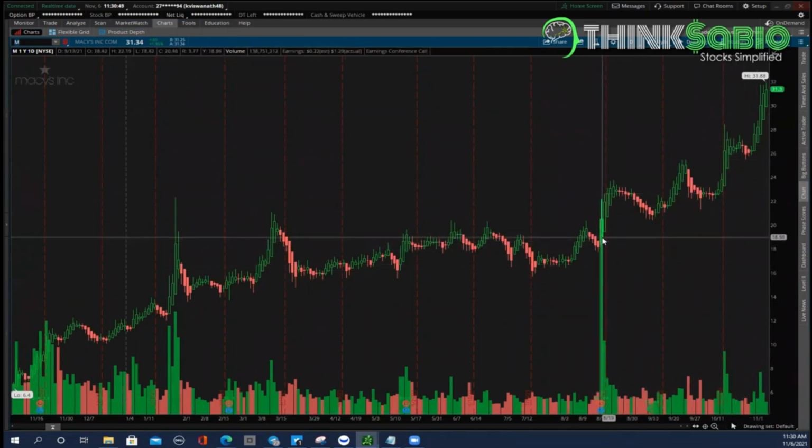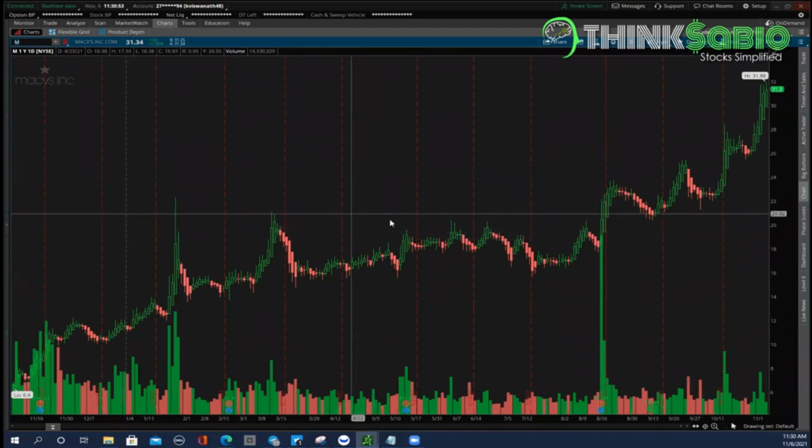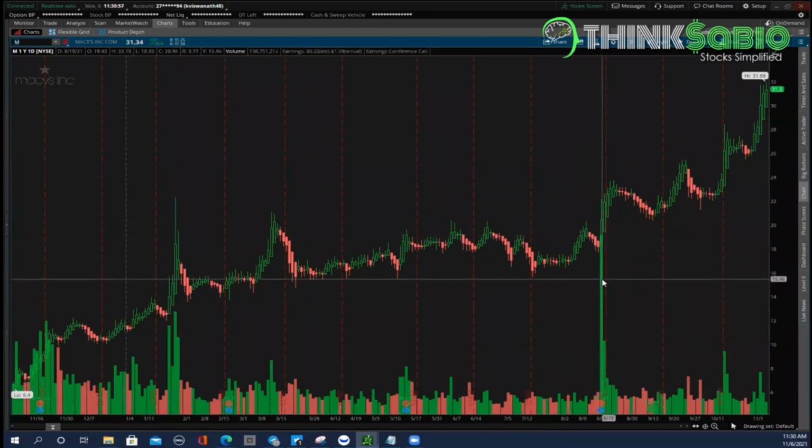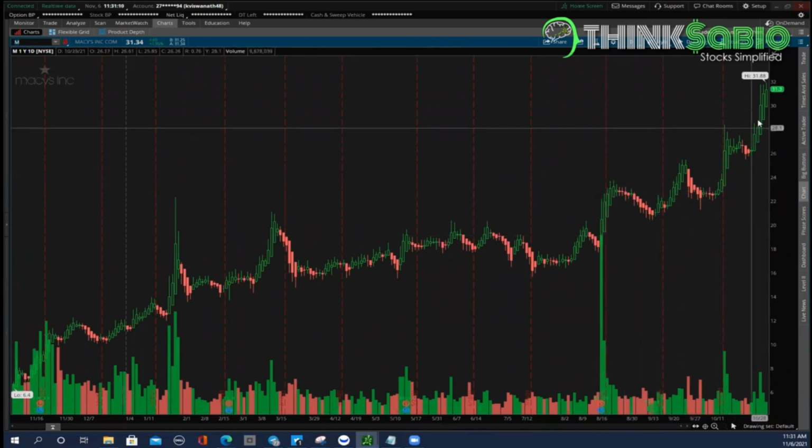Look at this, right? This volume here should tell you a story. See this from here, you see this volume. This volume came after earnings, but there were 3 earnings before. You never had this kind of volume. That's telling you a story. It's telling you that this volume right here is going to make Macy's go higher and higher.